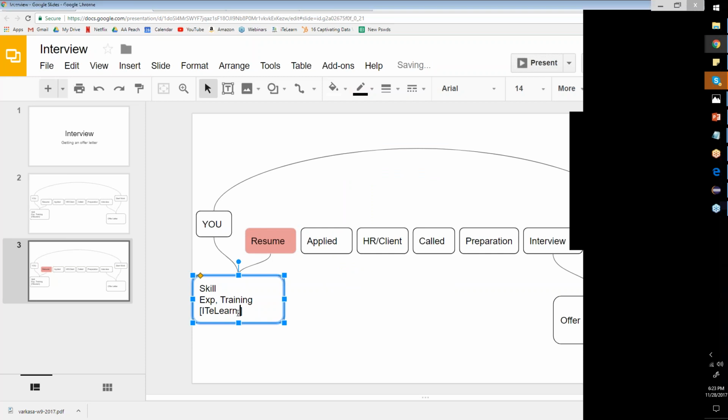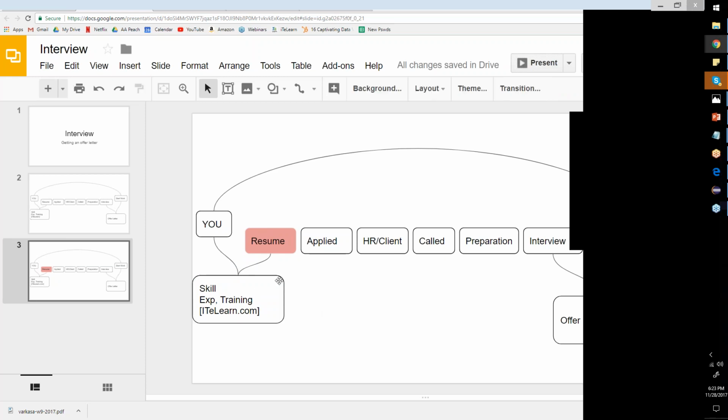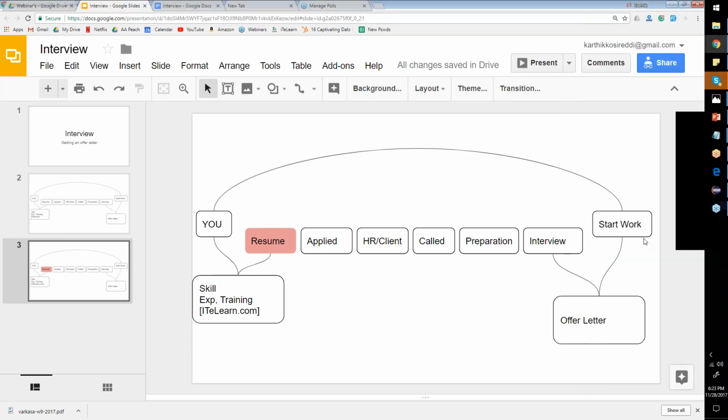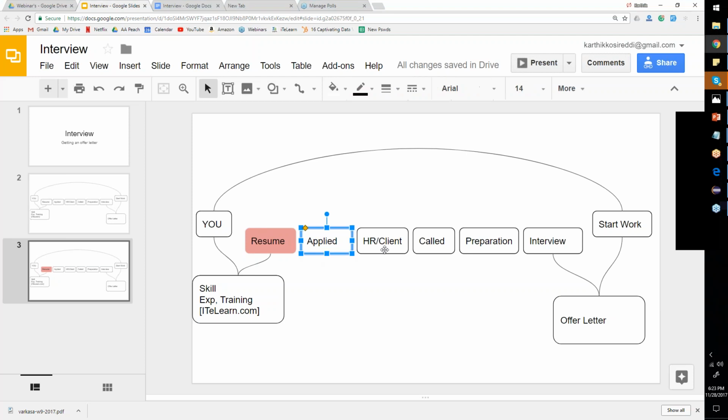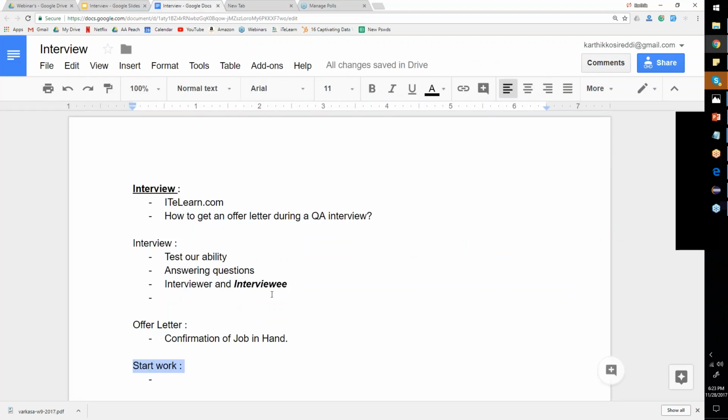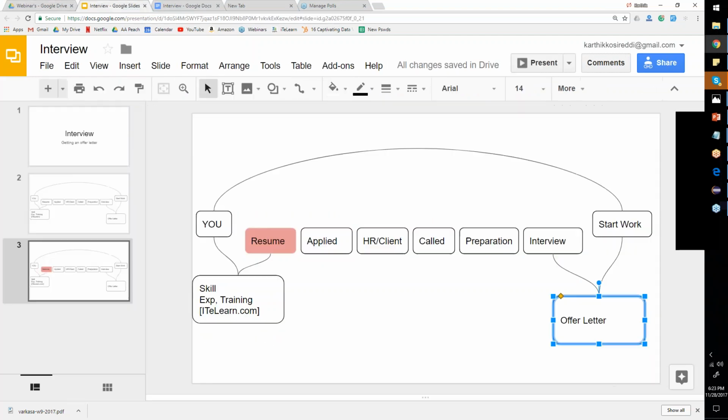If any of you are new to this session for the first time, please kindly go to iTeLearn.com, contact us, we will guide you. But for all our members who are already doing this, I want to talk about what's next. Right from resume all the way to starting work. How do we apply, get in the HR, get called, prepare, interview, offer letter? I think most of what we will discuss you will be aware of. There will be nothing new in it.